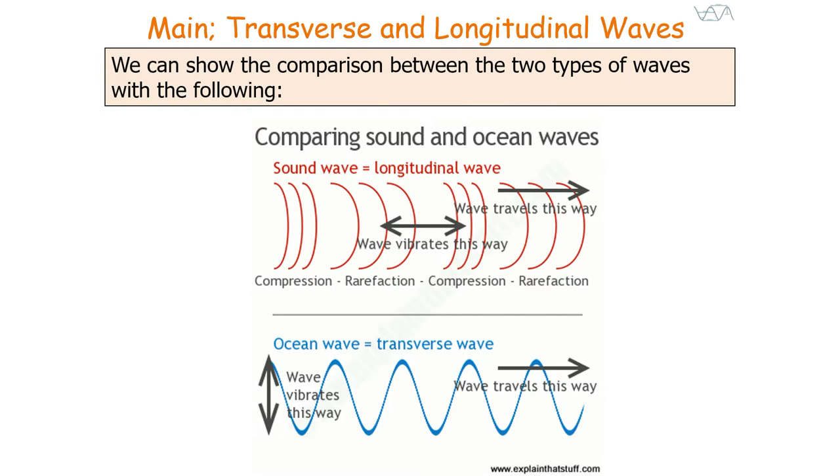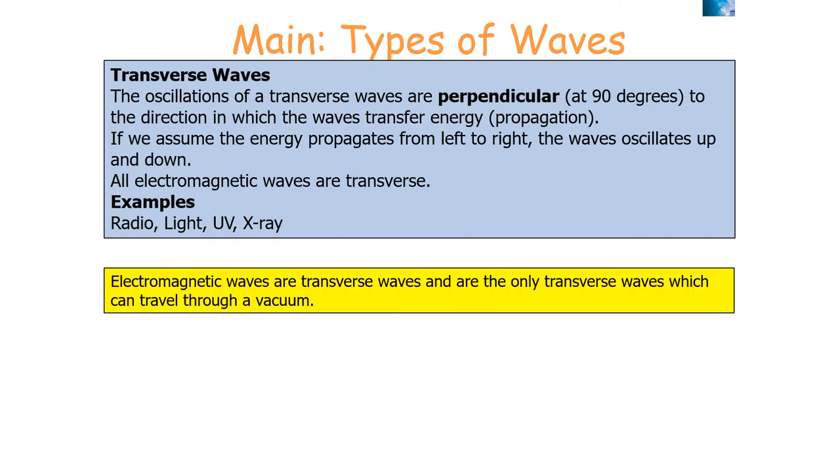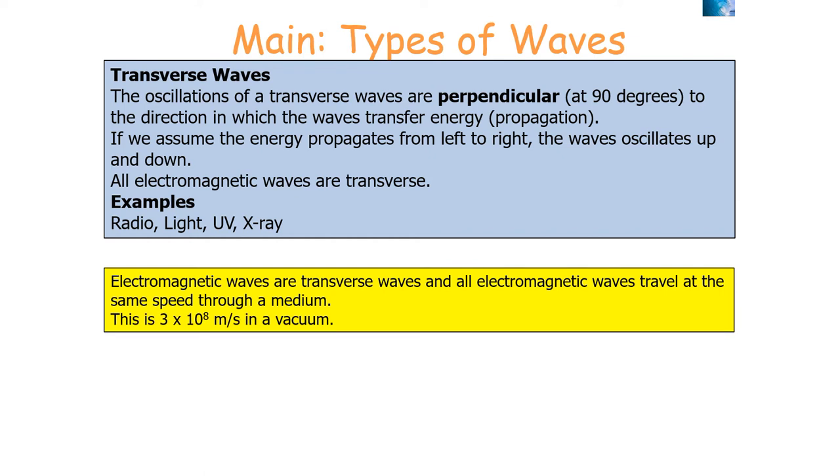So we can compare our two types of wave with the following diagram as shown on screen now. Now, transverse waves are waves that have oscillations which are perpendicular to the direction in which the waves transfer energy. So if you assume the energy propagates from left to right, the waves oscillate up and down, and all electromagnetic waves are transverse. So electromagnetic waves are transverse waves and are the only transverse waves which can travel through a vacuum. Now they all also travel at the same speed, which is 3 times 10 to the 8 meters per second in a vacuum.